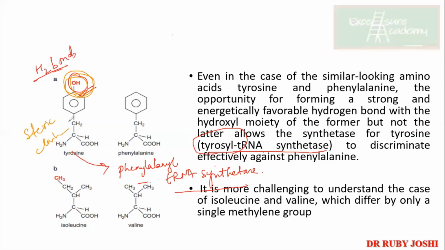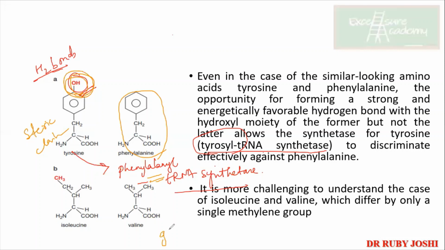That additional group is present there, because of which the phenylalanine tRNA synthetase does not have space for that additional OH group. Because of the steric hindrance, the amino acid won't be able to sit onto the tRNA synthetase of phenylalanine. Only phenylalanine can come. Okay? If someone asks, you can say it is a steric clash.